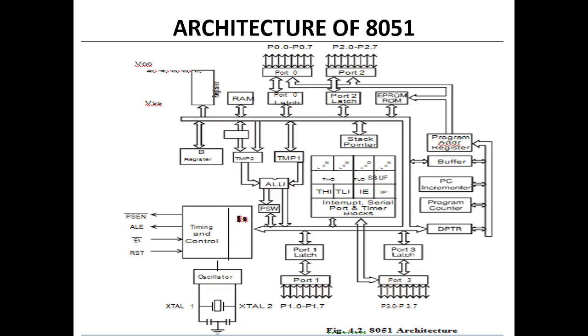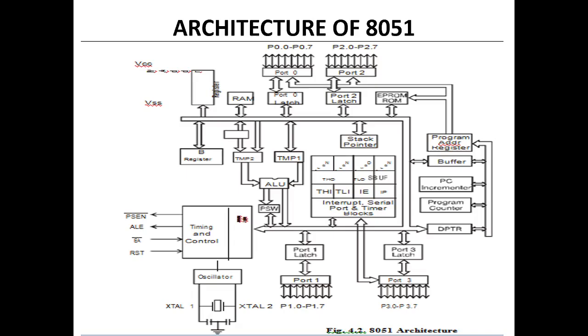Next, timing and control. Timing and control have 4 pins: PSEN, ALE, EA bar, and RST. RST is the reset pin. If you want to reset the microcontroller, that means a power-on reset, when a high pulse is activated on this pin, the microcontroller will reset and all values in the registers will be lost. The reset values of some registers depend upon the program counter, accumulator, B register, DPTR, etc.